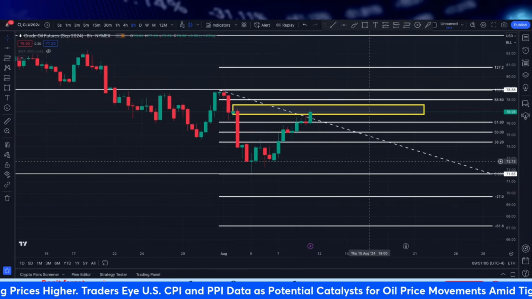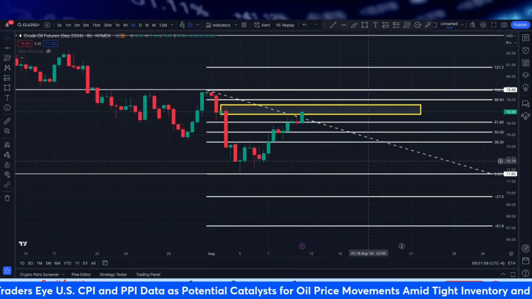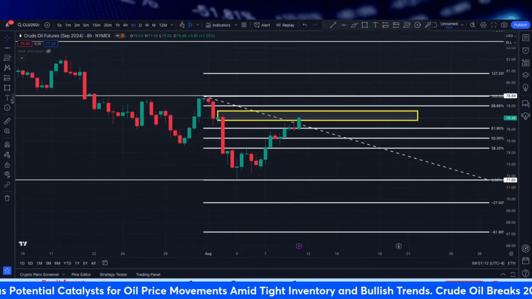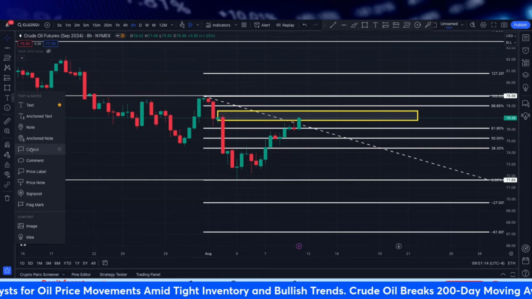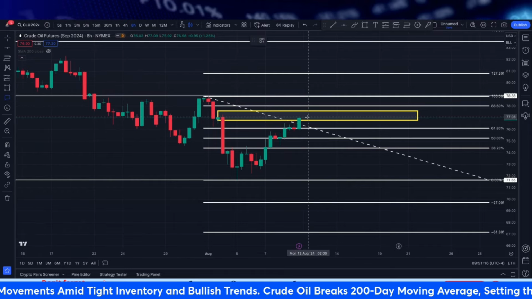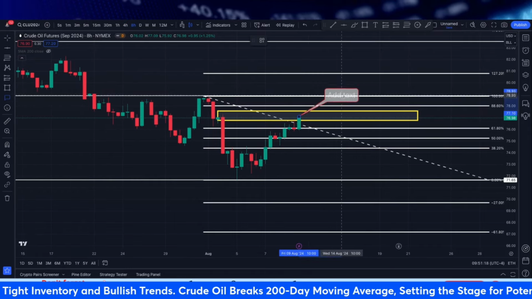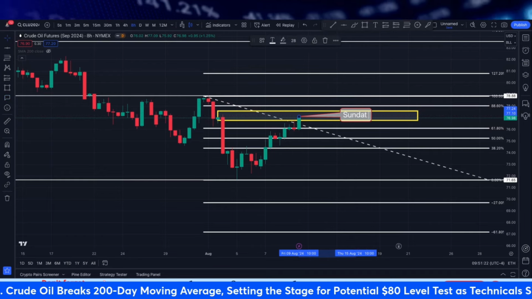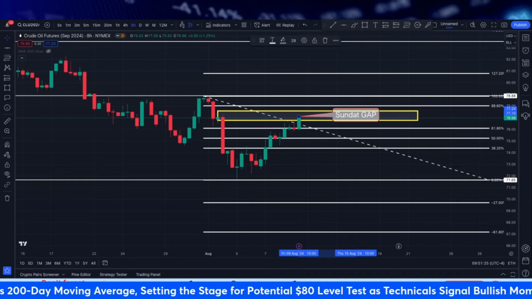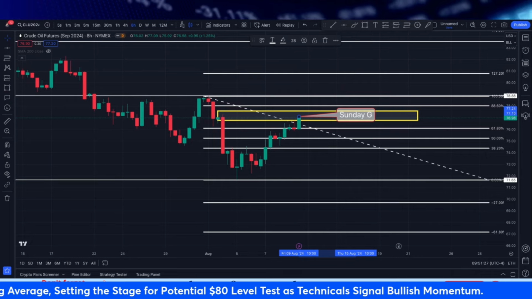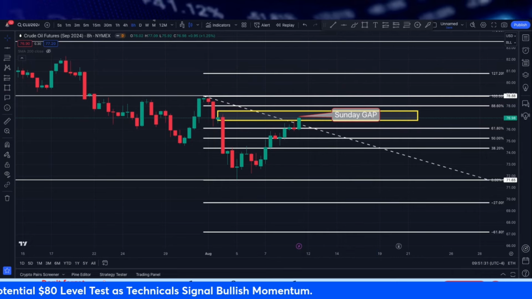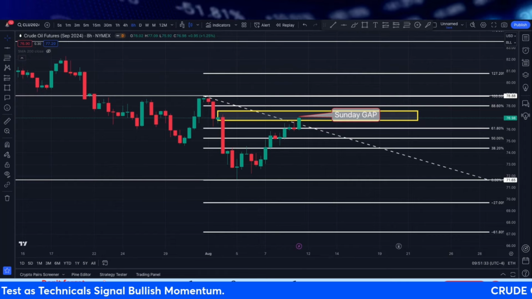So we are again going to look to see what happens here. Now, understandably, you have to realize that the market may have a gap when the market opens this evening. So I'm going to mark this area here, and I'm going to label this as the Sunday gap. Okay, so that means nothing more than where price closed on Friday.